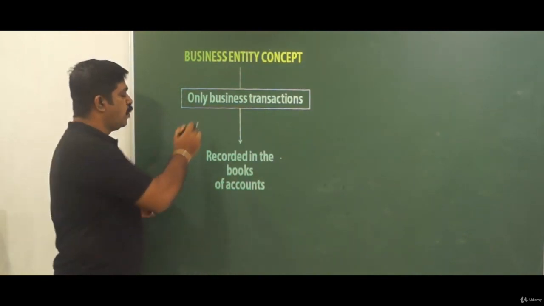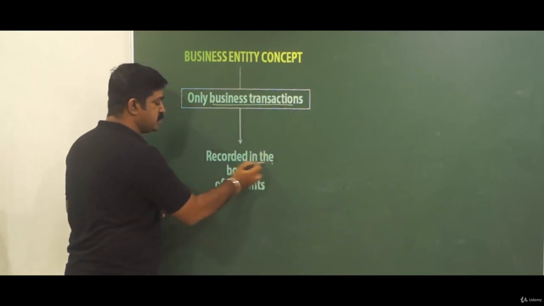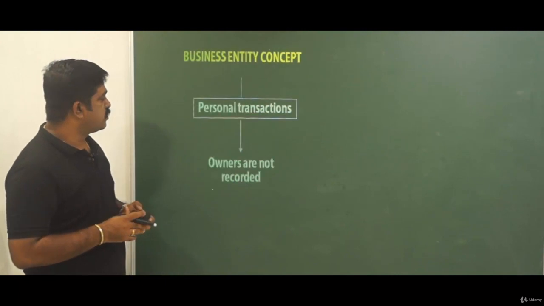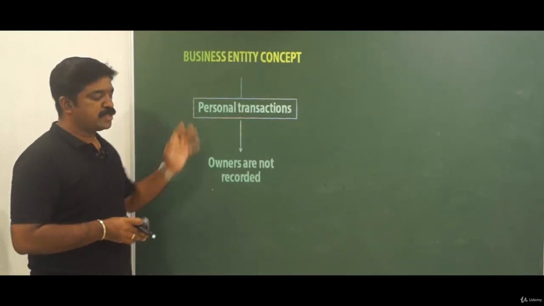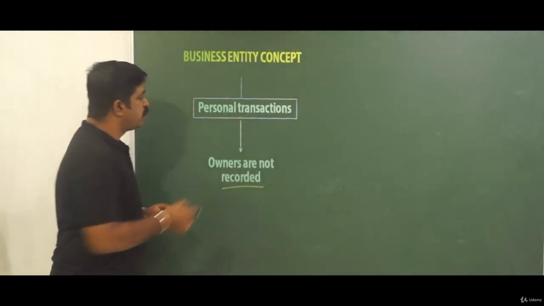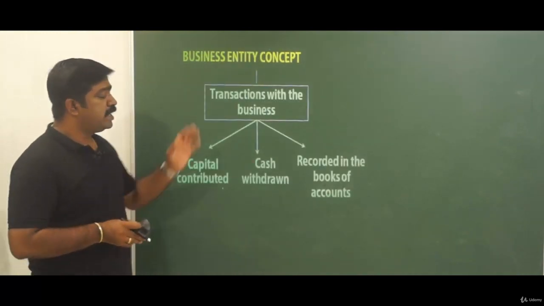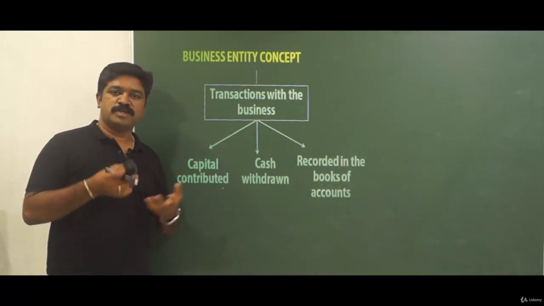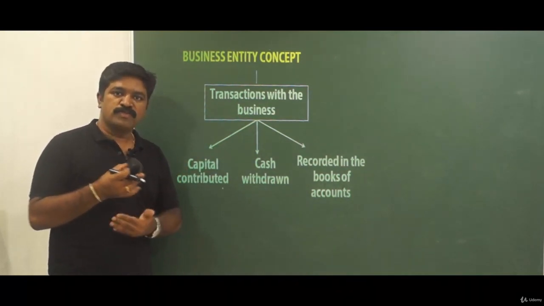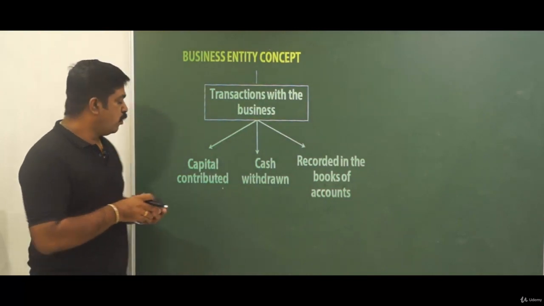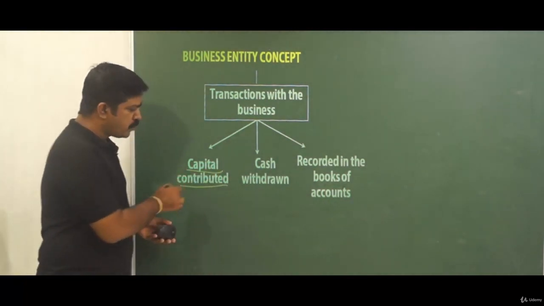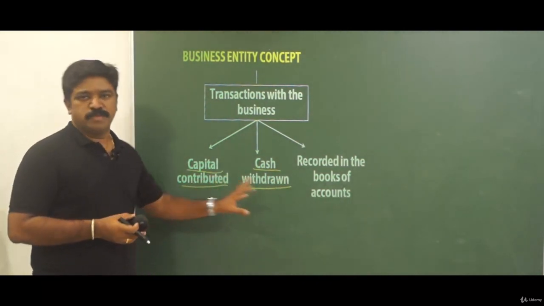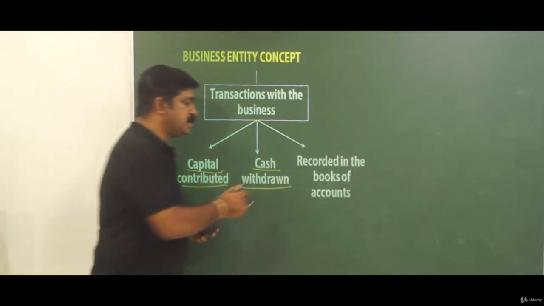and it is because of this concept we say only business transactions are going to be recorded in the books of accounts. No personal transactions will come into the picture. So personal transactions of the owners are not going to be recorded, only the owner's transactions with the business. Of course, there will be some transactions of the owner with the business. Let's say the owner has contributed capital, or the owner has withdrawn some cash for his personal purposes. All those will be given effect, but not the personal transactions.